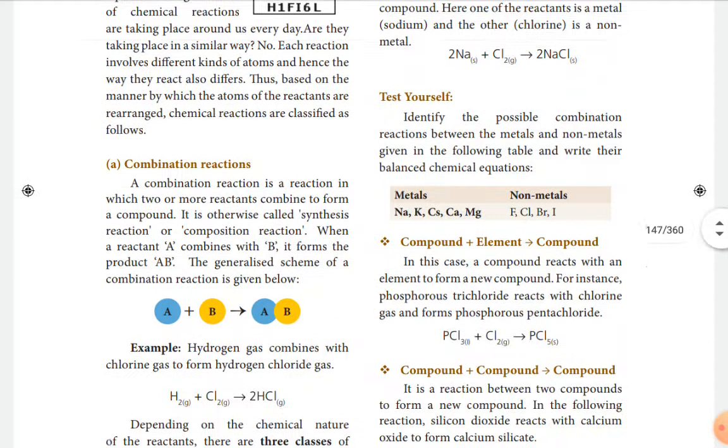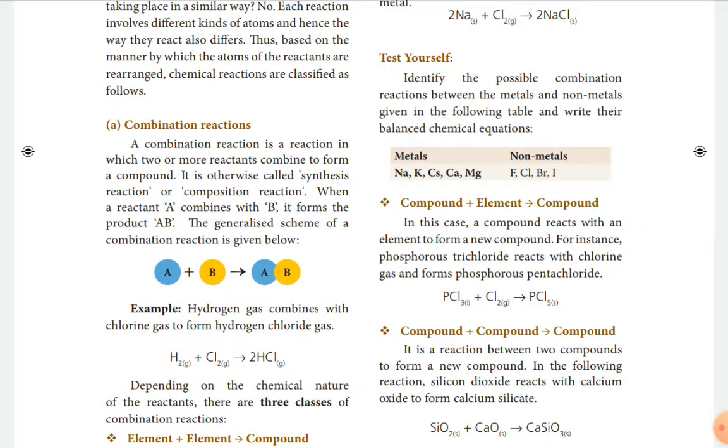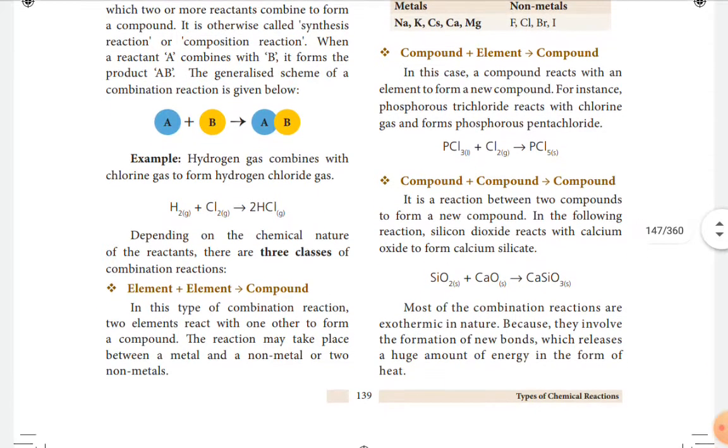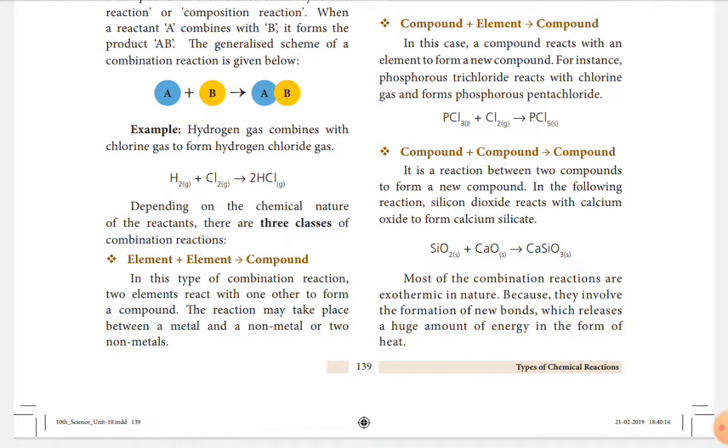This can be illustrated using simple alphabets like A plus B. A is one reactant, B is another reactant. These reactants are always separated using the plus symbol. So A plus B react to give the product AB. This is a simple reaction. The combination reaction is further classified into three classes. The first one: element and element. An element reacts with an element to give a new compound.